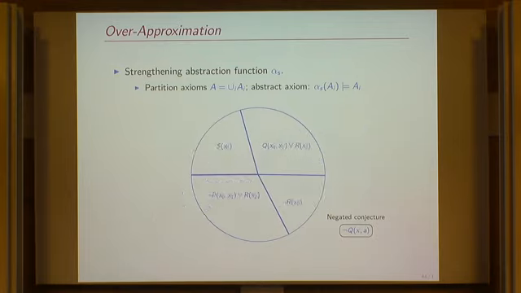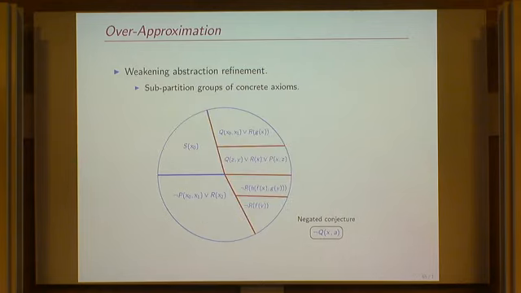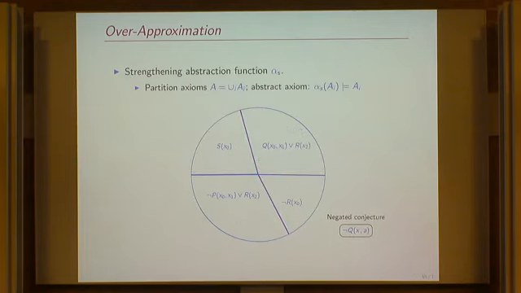After doing this, the problem is reduced to a much smaller problem, because each group is represented by a single axiom, and this axiom actually implies everything in the group. So we have this negated conjecture, and now it contradicts these two axioms. So now these are abstract axioms.